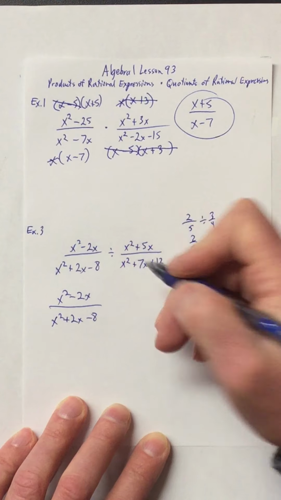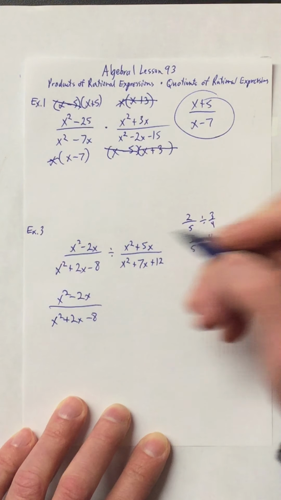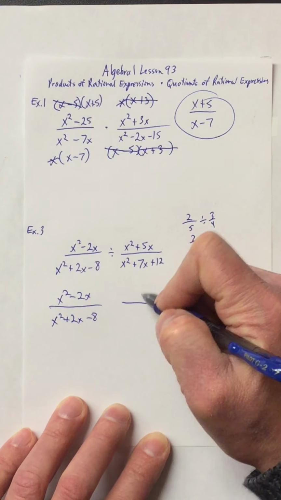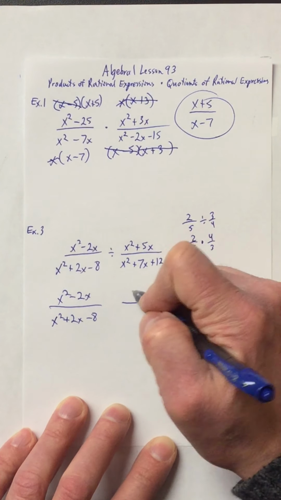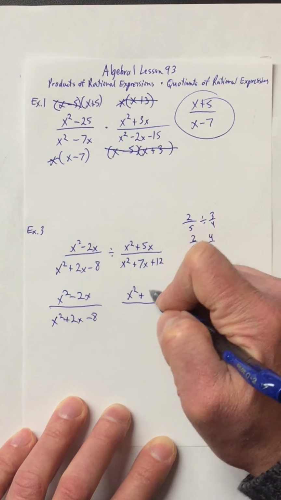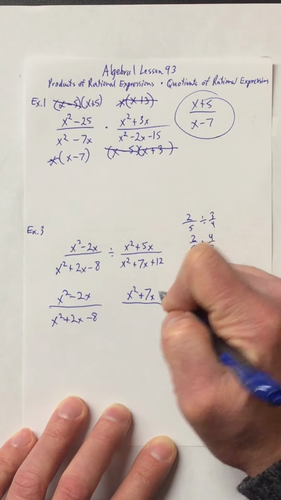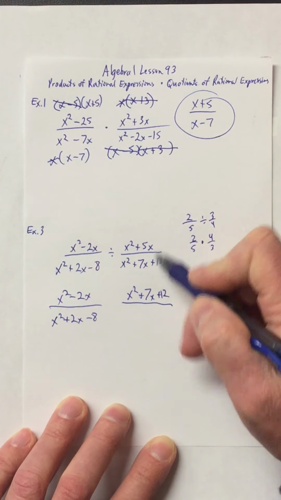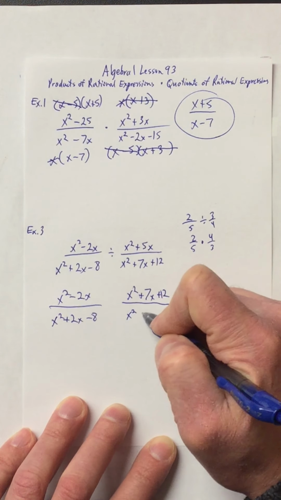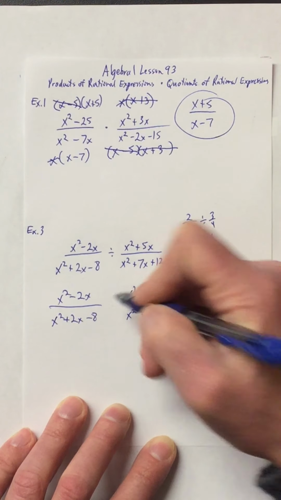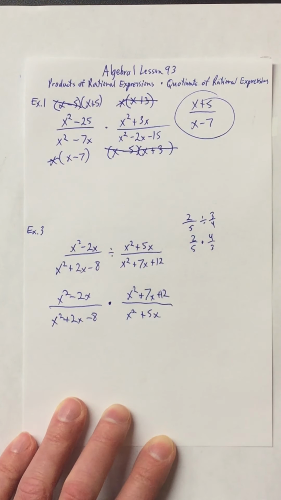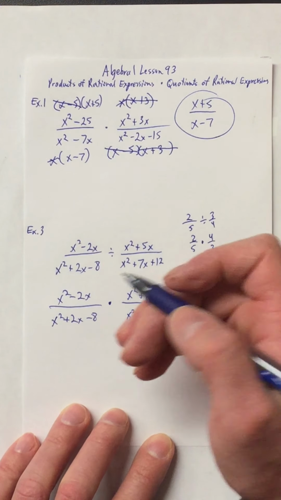Not going to change that one, but then we're going to flip this second rational expression. We're going to flip that one. So this goes on top, and then x squared plus 5x goes onto the bottom, and now it is connected by multiplication, and we do it the same way as we do the first one. So let's work through that.